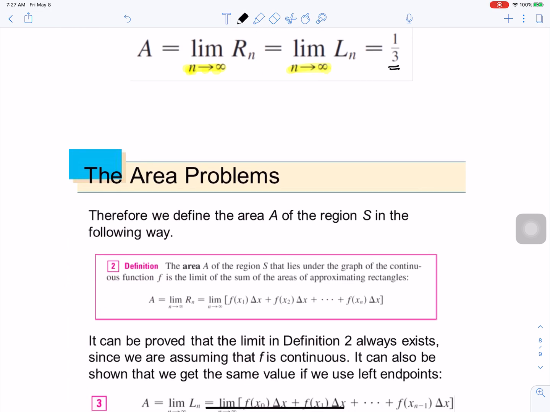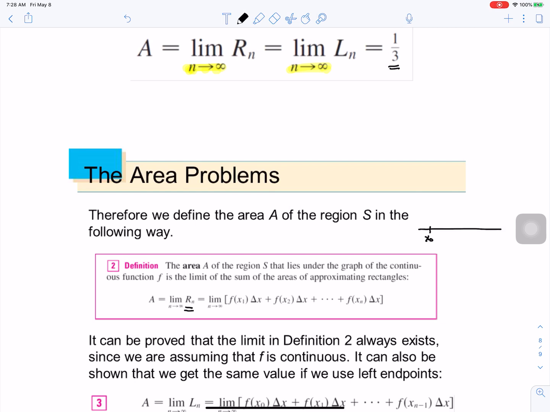The area of the region S from way before, when we defined the area problem, lies under the graph of this continuous function, and this gives you the sum of approximating rectangles. When I'm using an R, I'm using the right endpoints. So I take the function value at the right endpoint times the width, plus the function value at the next right endpoint times the width. If my rectangles are x0, x1, x2, all the way to xn, the right endpoints will start at x1 and go all the way to xn.